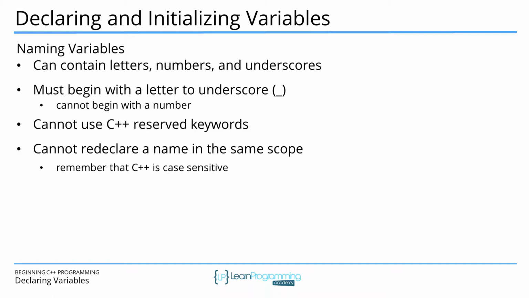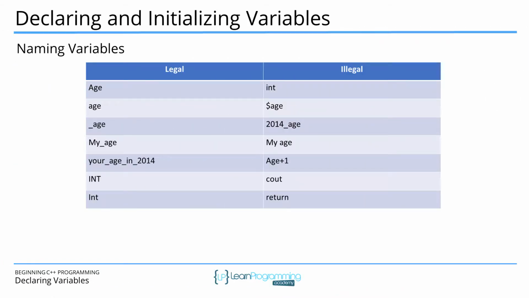Let's take a look at a few examples. In the left column of the table, you can see some legal C++ variable names. Since C++ is case sensitive, age beginning with an uppercase A is considered a different name from age beginning with a lowercase a. We can begin our variable names with underscores or letters, and we can also have underscores and numbers within the variable name.